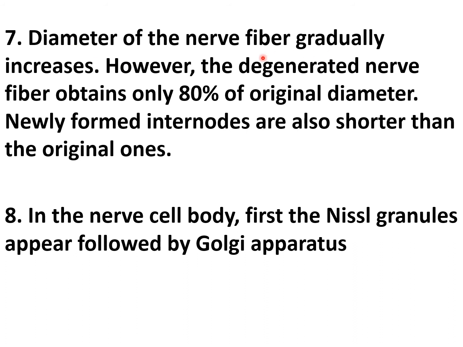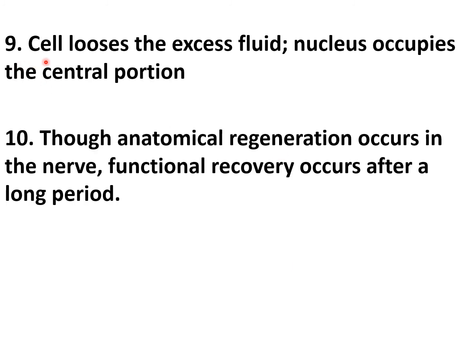Diameter of the nerve fiber gradually increases. However, the degenerated nerve fiber obtains only 80% of the original diameter. The newly formed internodes are also shorter than the original ones. In the nerve cell body, the Nissl granules appear, followed by the Golgi apparatus. The cell loses the excess fluid and the nucleus occupies the central portion. Though the anatomical regeneration occurs in the nerve, functional recovery occurs after a long period.